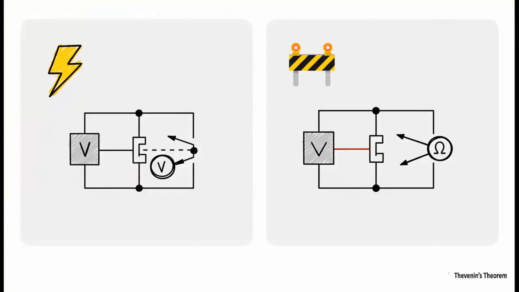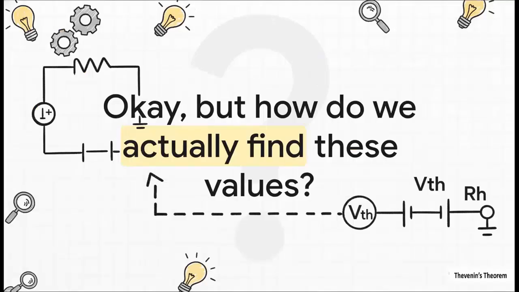Here's the breakdown. On one side, we have the Thevenin voltage, or VTH for short. You can think of it as the circuit's raw potential. It's the voltage you'd measure if you just put a multimeter across the two open points. On the other side, we have the Thevenin resistance, or RTH. This is like the circuit's internal opposition, what it feels like when you look back into it. Together, these two values perfectly mimic the original network. Right, that's all great in theory, but how do we actually get our hands on them? How do we calculate VTH and RTH from our original complicated circuit?